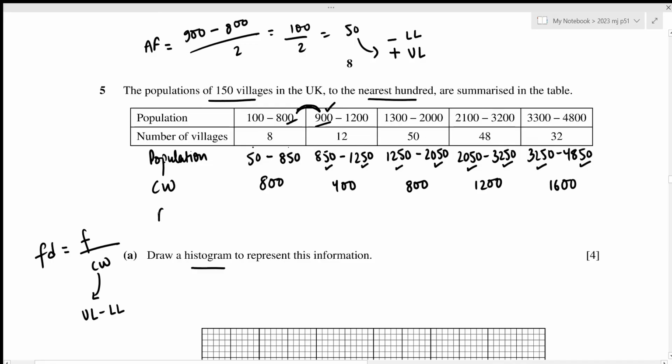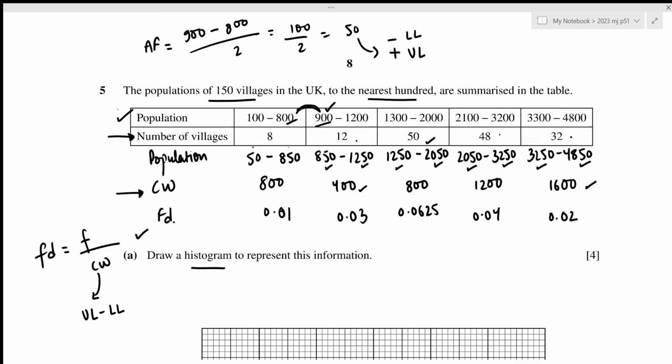Okay, now you can easily figure out the frequency density. For this one, we just need to divide our frequency, which in this case is the number of villages, by our class width. So 8 by 800 will result in 0.01. 12 by 400 will result in 0.03. 50 by 800 will result in 0.0625. 48 by 1200 will result in 0.04. And 32 by 1600 will result in 0.02. Okay. So now we just have to plot these frequency densities in our relevant ranges or the classes.